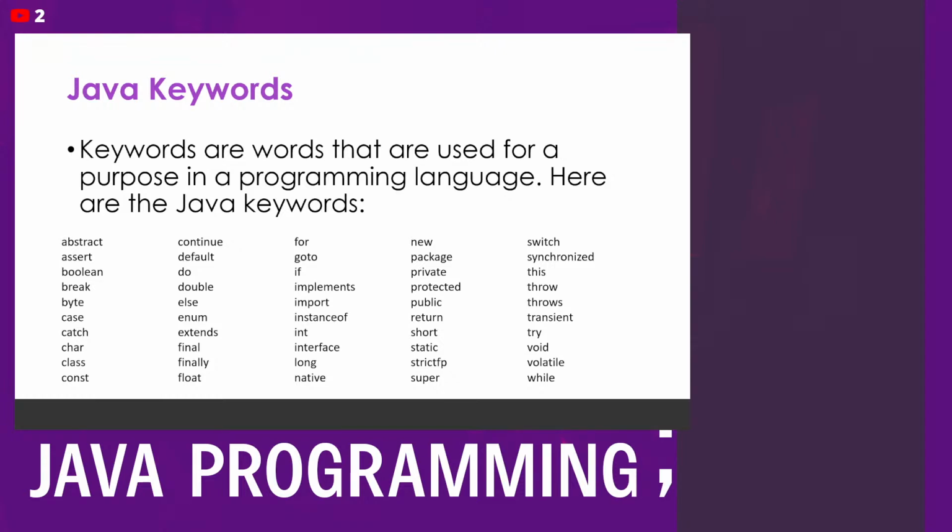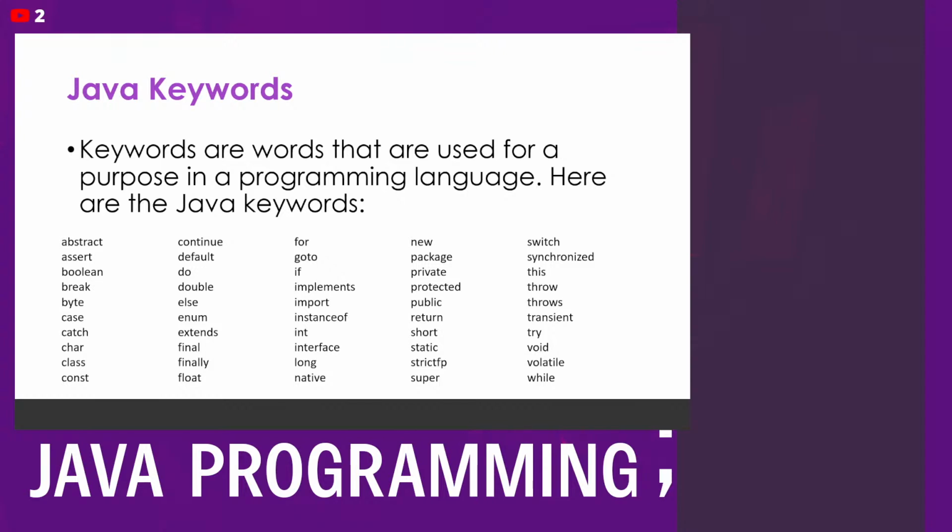And so keywords are words in Java that are already used for another purpose. And so if they're already used for another purpose, then we can't use them for our purposes, right? Because they're already reserved. They're already held back.